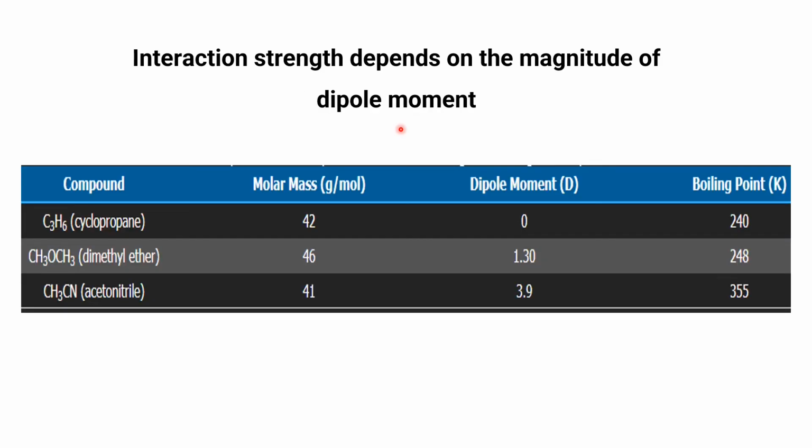The interaction strength depends on the magnitude of the dipole moment. As you can see here, different compounds and their boiling points are compared. The molecule which has no dipole moment has a boiling point of 240 Kelvin, whereas acetonitrile, which has a higher dipole moment, has a boiling point of 355 Kelvin. So these dipole-dipole forces increase when the dipole moment of the molecule is more.